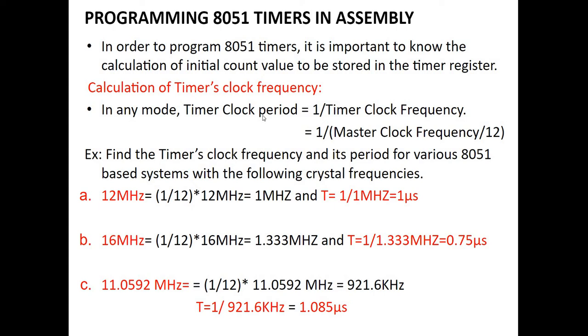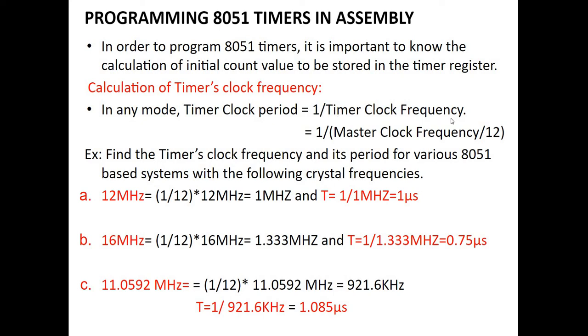For that we have a few steps. Before everything, first we need to find out the timer's clock frequency, because the delay generated by the timer depends upon the clock frequency of the 8051, that is, what frequency of oscillator is connected to the 8051. For that we have a formula. In any mode, the calculation of the timer clock period will be the same. The timer's clock period is equal to 1 over the timer clock frequency.